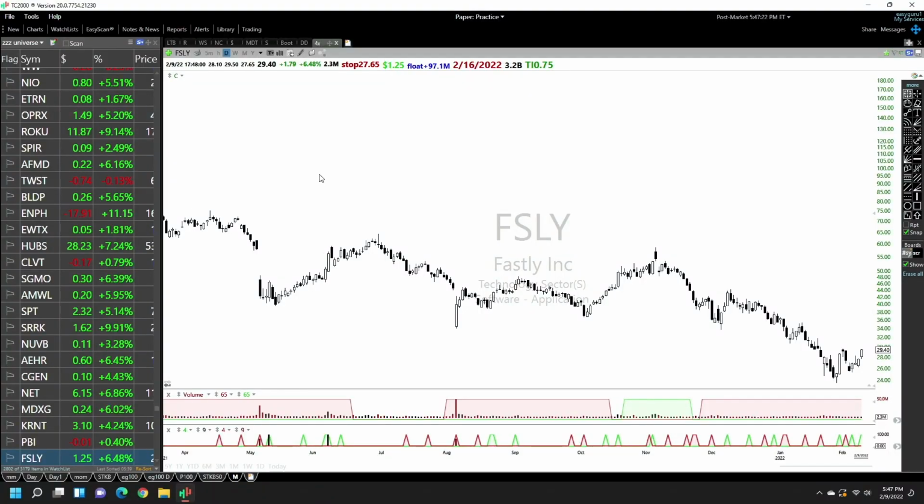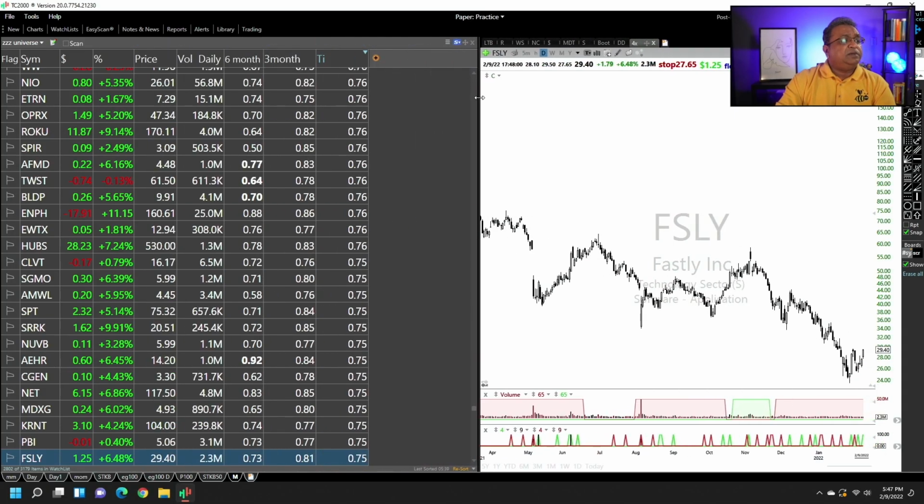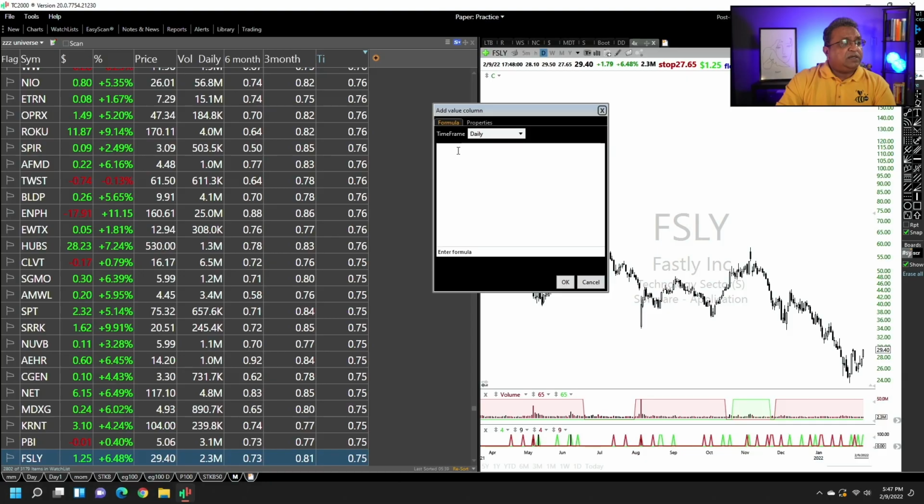Now, if you're a short-term trader, you want to find stocks which have momentum over a month. You want to rank stocks by momentum over a month, or 10 days, or 5 days. And in order to do that, you can easily create a momentum ranking to find the strongest stocks or the strongest ETFs in the market. To create a 1 month momentum, we are going to add a column here, add value column, and write a new formula.